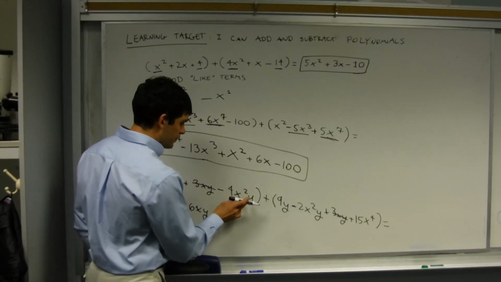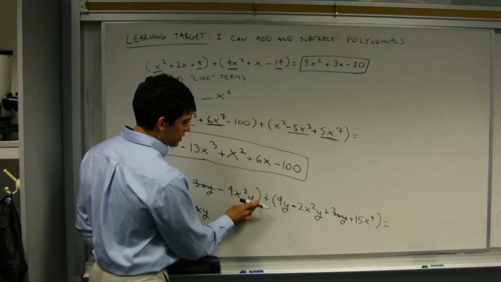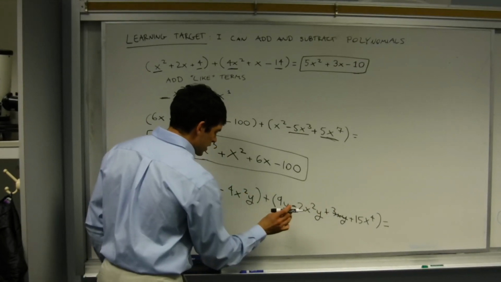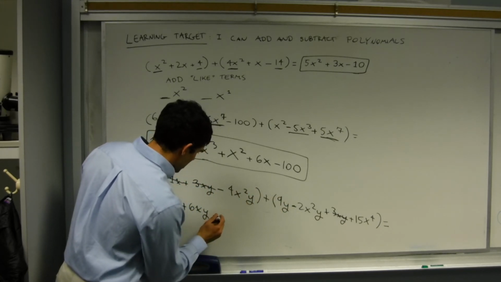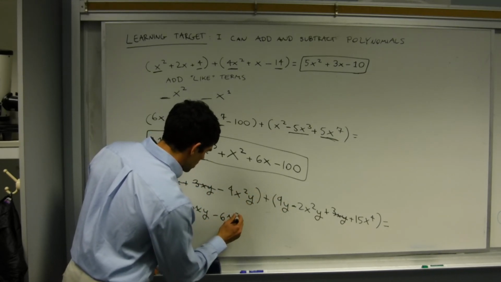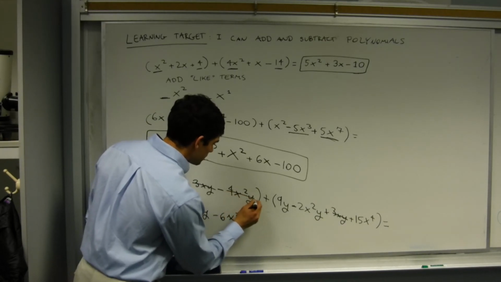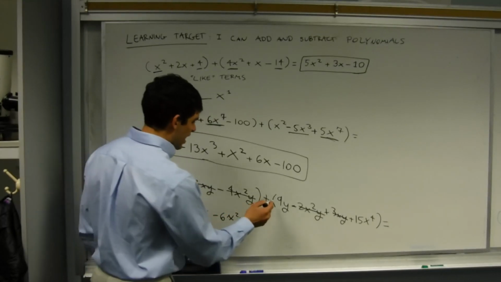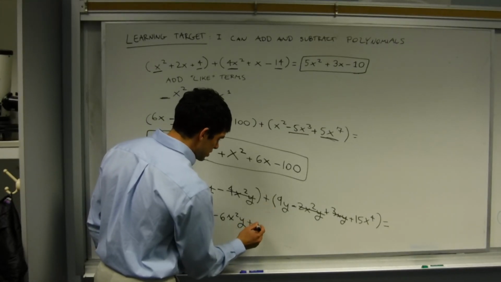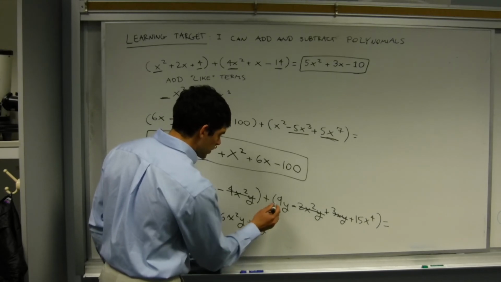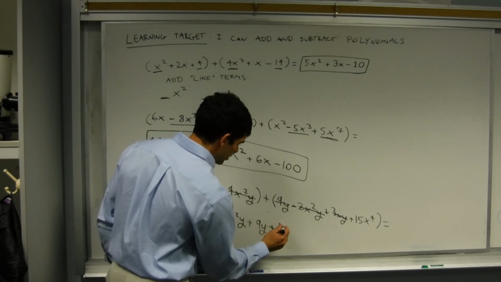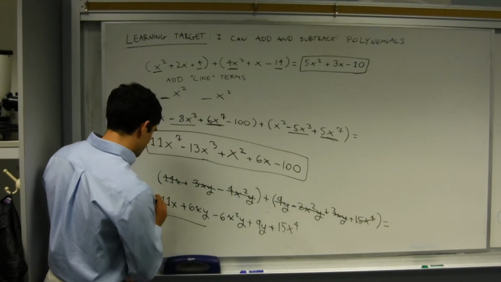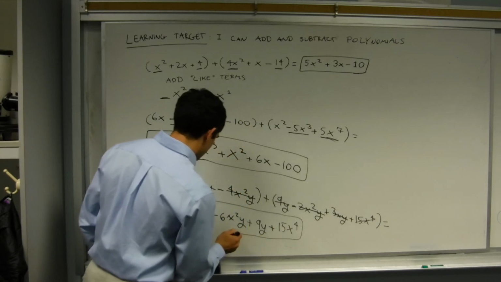And then we have x squared y terms, which we have negative 4x squared y minus 2x squared y. So that is a negative 6x squared y. So I'm going to cross those out. And then all that's left is plus 9y, and then plus 15x to the 4th. So that is the answer to our problem.